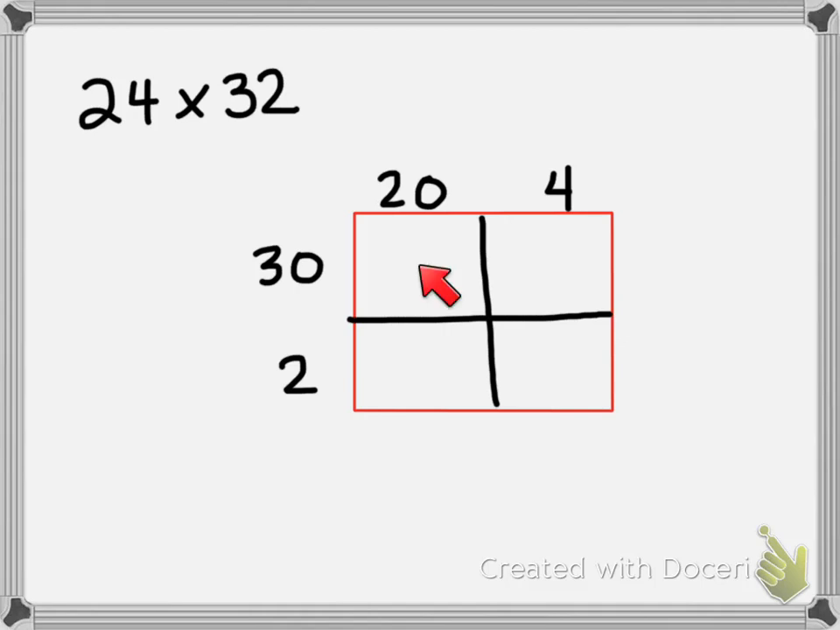And what I'm left with is 4 problems. In this spot here, I'm going to multiply 20 times 30. Over here I'm multiplying 4 times 30. Down here it's 20 times 2. And then over here it's 4 times 2. Alright, so we'll start with the far corner, 4 times 2. We know that's 8. I'm going to put my 8 in that box right there.